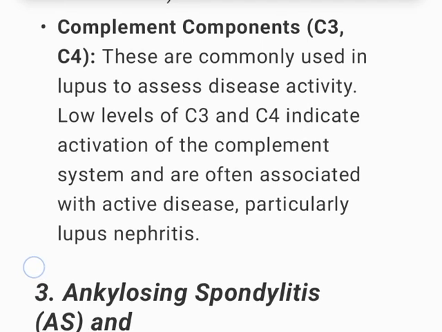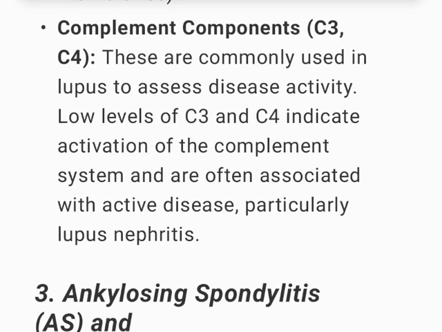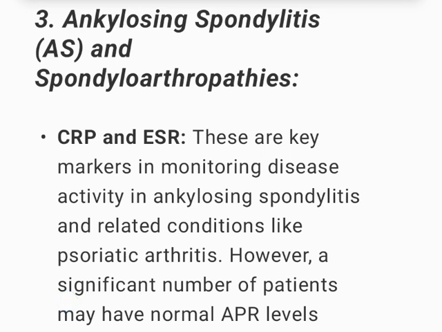Complement components, C3, C4. These are commonly used in lupus to assess disease activity. Low levels of C3 and C4 indicate activation of the complement system and are often associated with active disease, particularly lupus nephritis.